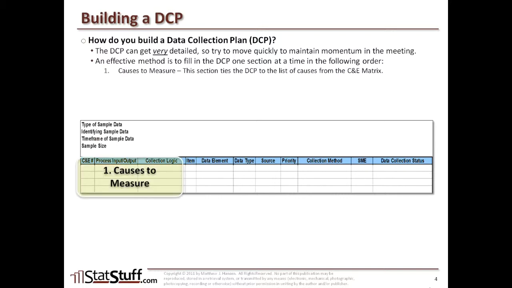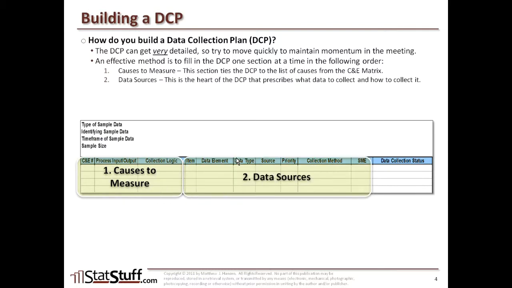First of all, starting with the causes to measure. This section is what ties the DCP to the list of causes that were identified previously in the C&E matrix. Starting there would be a great place to start since you already have that information. Next, this is the data sources section.